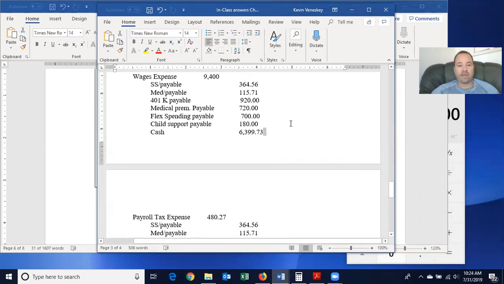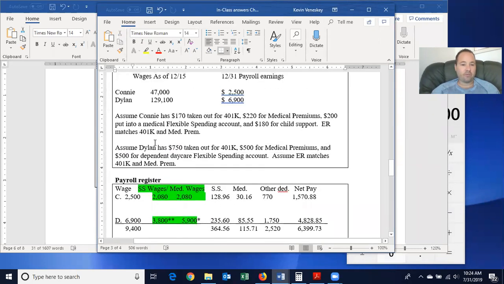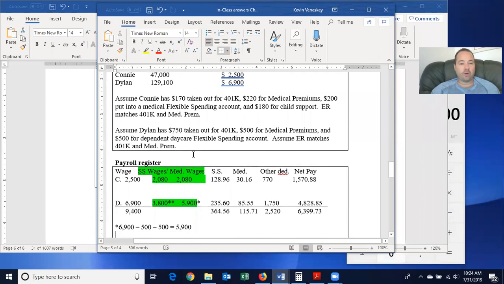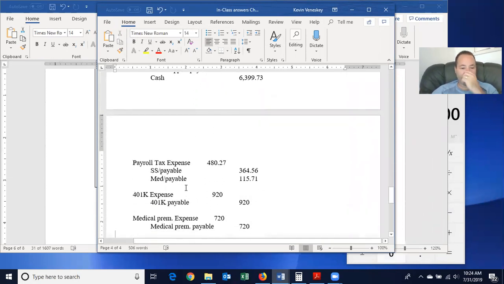Now for the 401k. I tell us up here in the instructions that the employer matches the 401k and medical premiums. So I figure out what's the 401k. We had 170 and 750. If you add these two up, you get 920. So the employees had 920 taken out, and so the employer is going to match that.